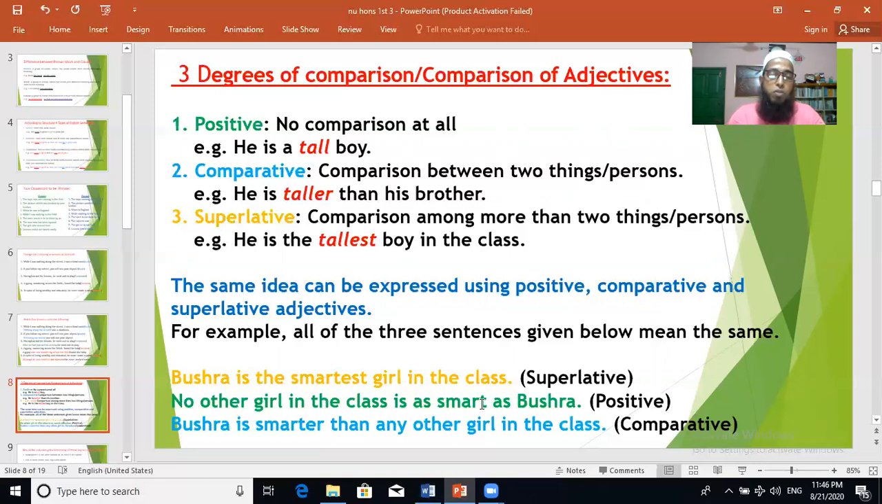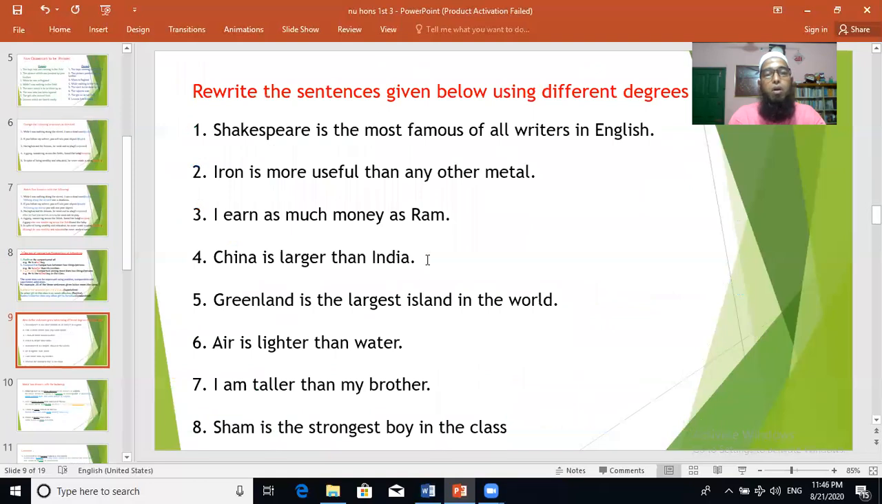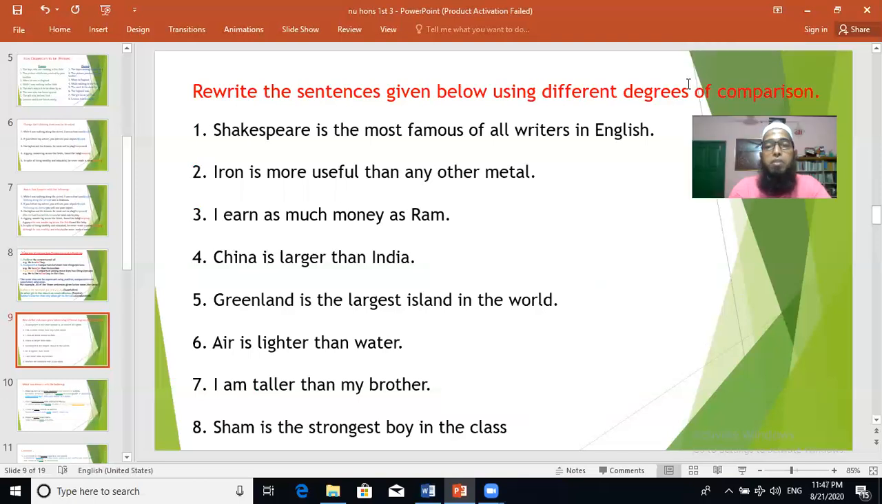Happy, happier, happiest. So from grammar books, you will learn some more adjectives, and you have to memorize some of the adjectives with degrees: positive, comparative, and superlative. So can you do this? Try. Rewrite the sentences given below using different degrees. I am not giving so many rules here because you have done these things before. Now I'm just checking how much you can recall or how much you have forgotten by this time. So do it quickly. Try to make it.